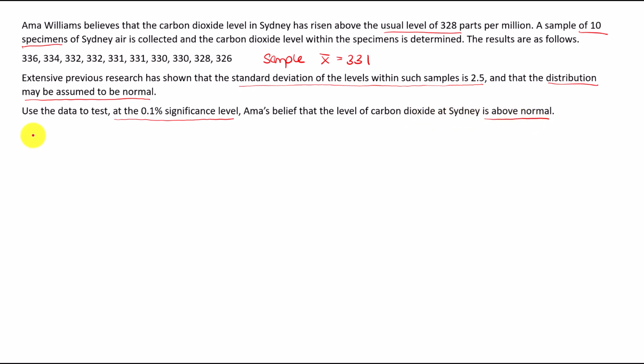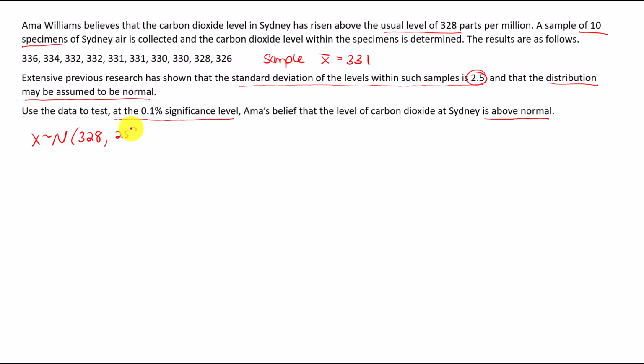The first thing we're going to do is identify our distribution. X would be normal. We would have 328 as our mean in this case, and we're going to have the 2.5 is the standard deviation, but remember what goes here is variance.